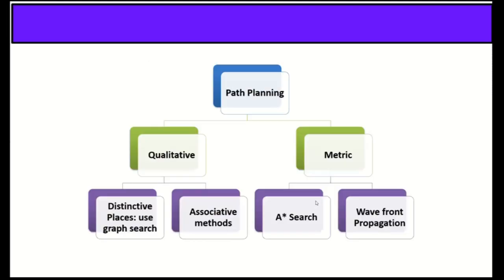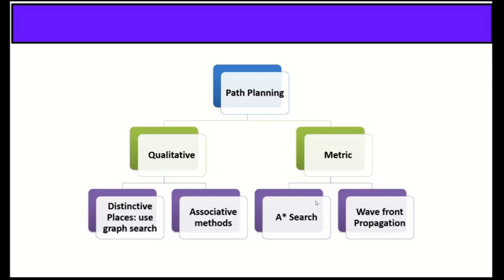Suppose, like yesterday, we said that metric path planning means we need some calculations. We need to calculate or measure the distances between the nodes or actual objects. So path planning techniques are divided in two parts, qualitative and metric. In qualitative techniques we learned about relational or graph search methods, then associative methods. Now we want to discuss metric path planning.